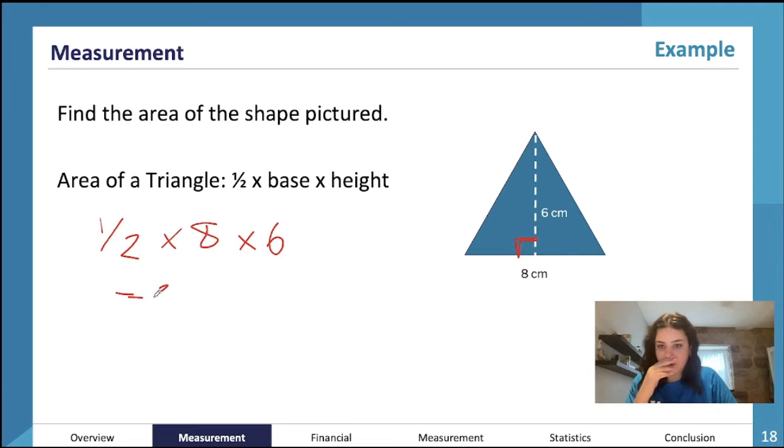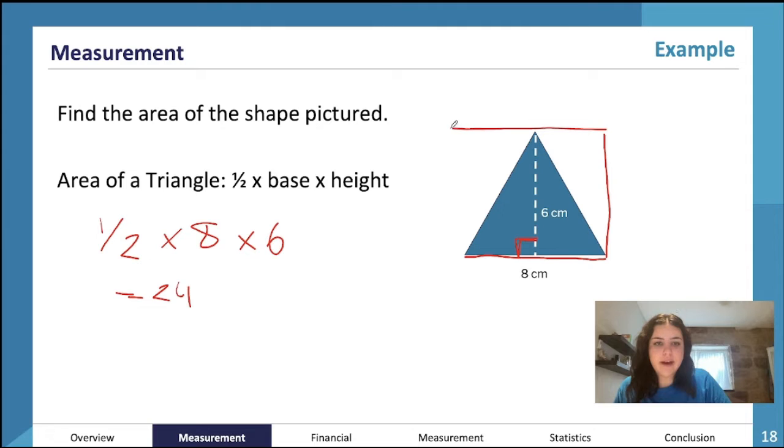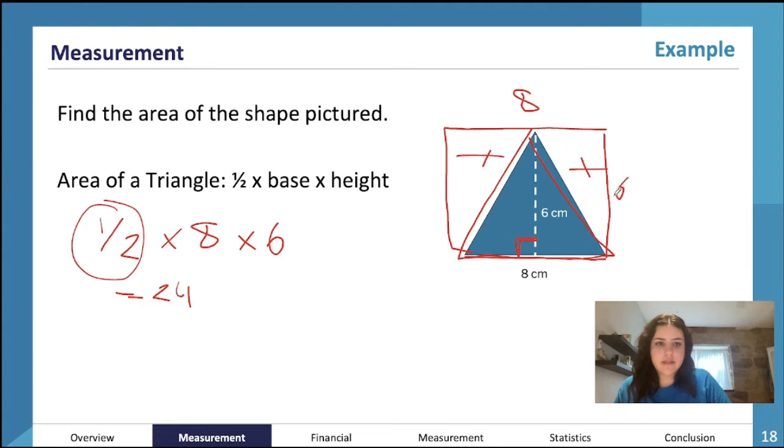We get 24. Now, what helps you is understanding what formulas are doing. So what this formula is doing is saying, okay, if I had a square or a rectangle that had a base of 8 and a height of 6, that would be the area, right? But because it's a triangle, see how we could make the same triangle if we added this side and this side together? So it's telling you that half of the rectangle, which is where the triangle is, 8, 6. So the answer for this one, 24.